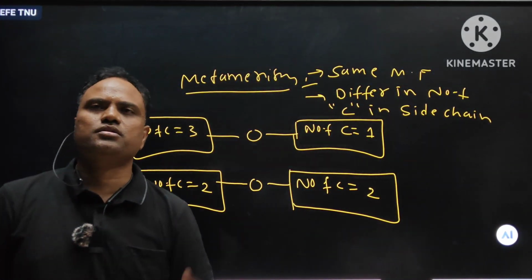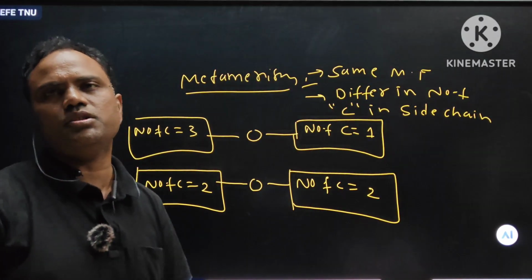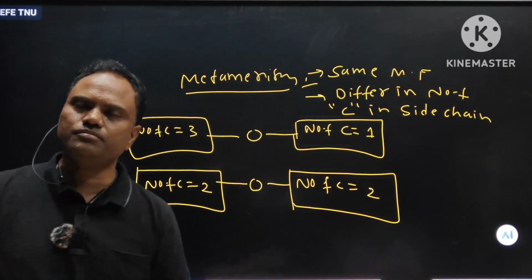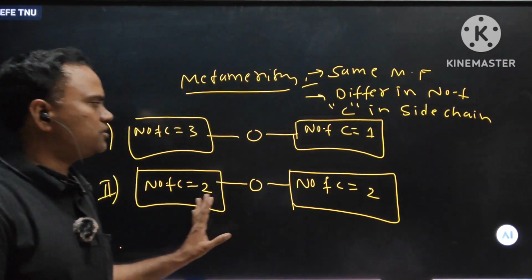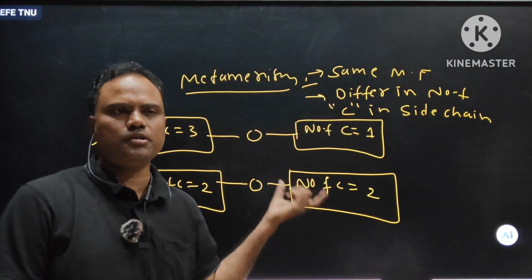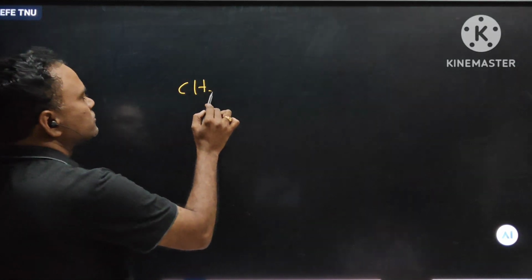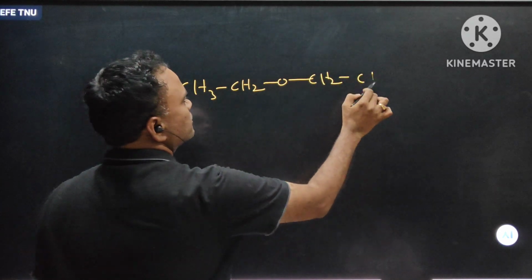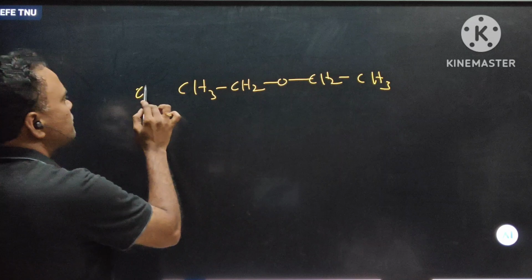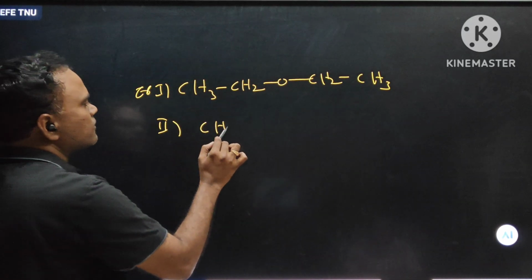Along with ethers, ketones exhibit metamerism, secondary amines exhibit metamerism, esters can exhibit metamerism. In the first year, I gave all those examples, but this is ethers especially, so we discuss examples of ethers only. Let us take one example. Only basic information will be given to you here. Do not go into depth. This is the first ether, this is the second ether.